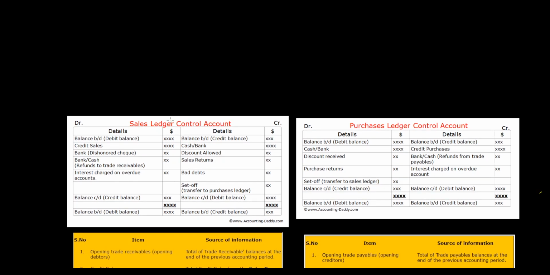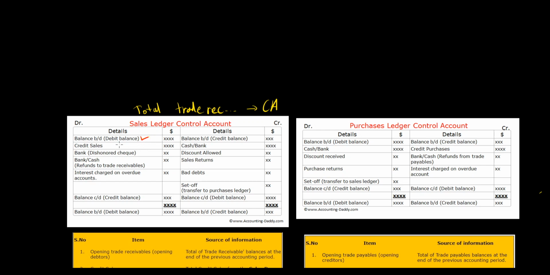Now we know that the sales ledger control account is also known as what? Total trade receivables account. What is it? Total trade receivables. This is your current asset. It should have a debit balance, but why does it also have a credit balance? Think about that. Now, usually it has a debit balance. It should have a debit balance, okay, over here.